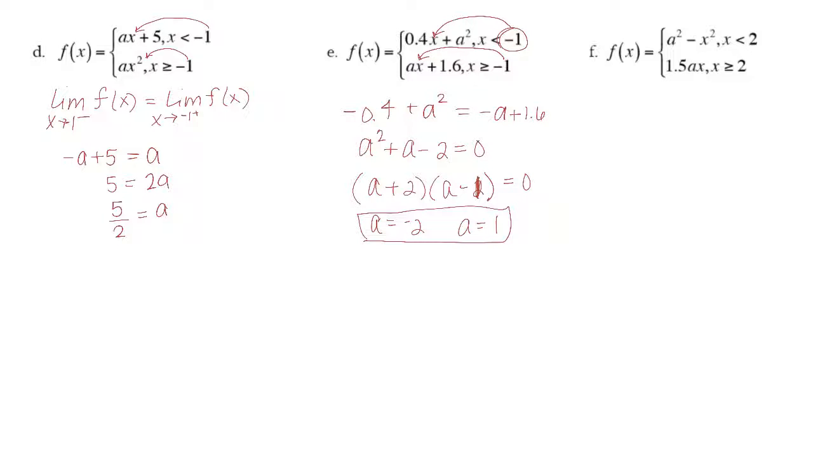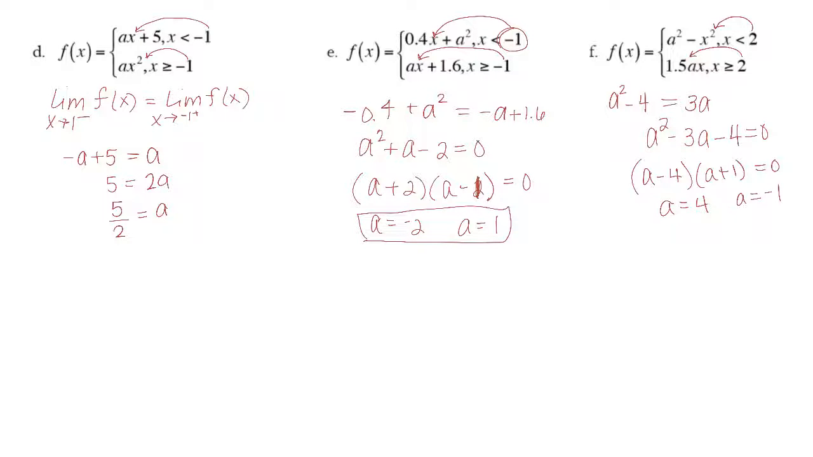Okay, again, on the same idea here, we are subbing in and setting equal. So sub in here, I'm going to have a squared minus 4 has to be equal to 2 times 1.5 times a. And again, this is setting up a factoring situation. And it looks like our factors are going to be a minus 4 times a plus 1. And setting each part equal to 0, notice we get negative 1 and 4.